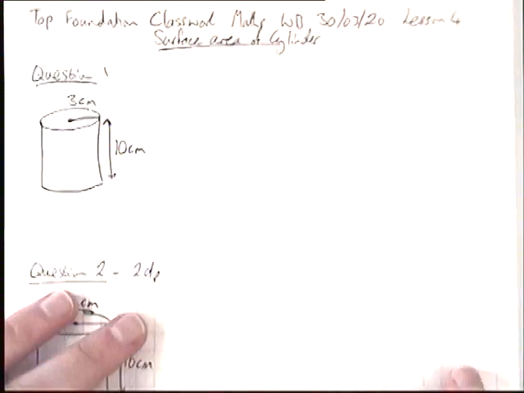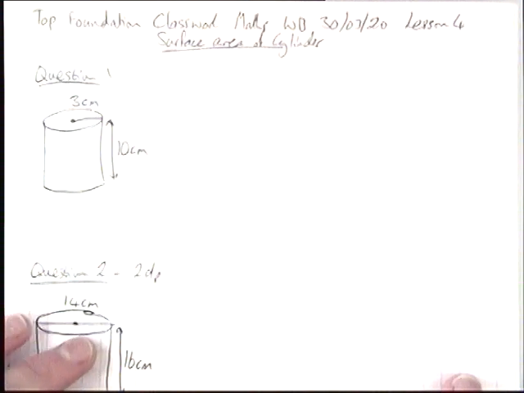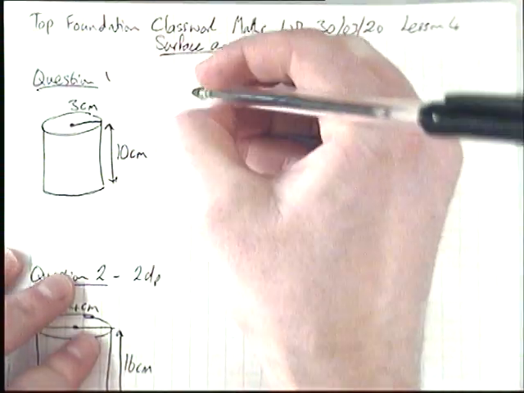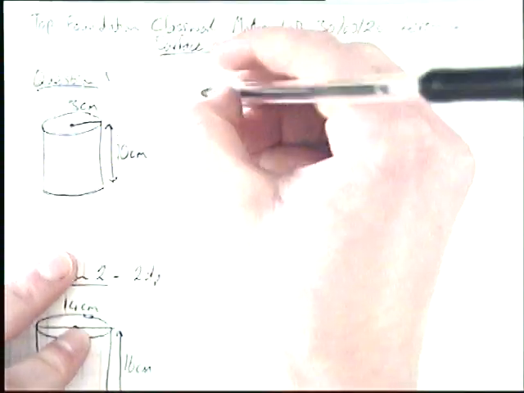Okay, lesson 4. So our surface area of cylinders, your practice questions, and we're going to go through the answers. We'll start with question 1. So we're going to substitute in the information that we know.